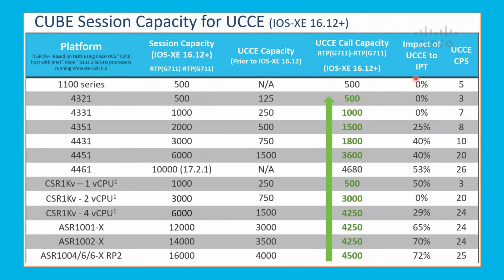And we have again listed the impact of UCC to IP telephony calls. So for example, in case of CSR 1000V with 4 vCPU, which can do 6,000 calls from IOS XE 16.12, if you want to use this as an ingress CUBE for UCC call flow, it will be able to handle 40 to 50 calls, meaning it only has a 29% impact when compared to IP telephony numbers, and the calls per second will be around 24.